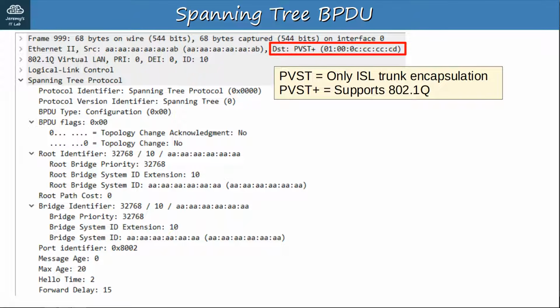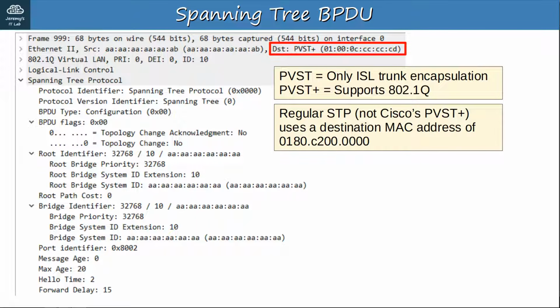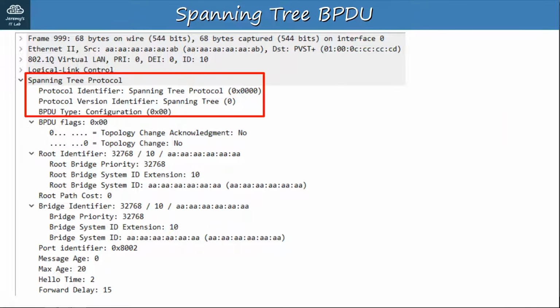By the way, since I mentioned the MAC address, regular Spanning Tree, meaning not Cisco's PVST or PVST Plus, uses a destination MAC address of 0180.C200.0000. Again, you probably should remember that fact for the exam. Now let's move on to the Spanning Tree BPDU itself.